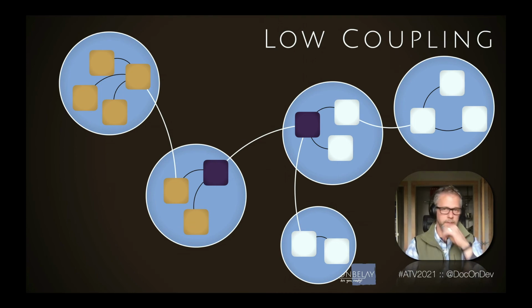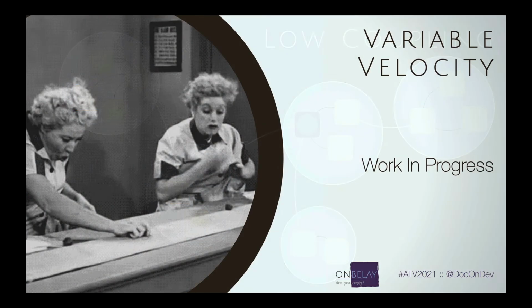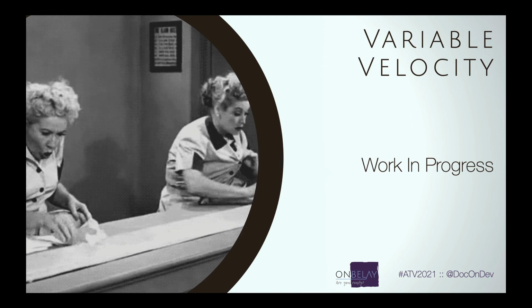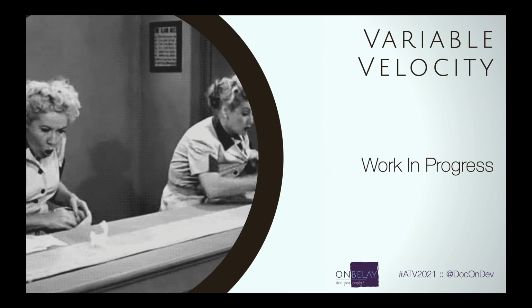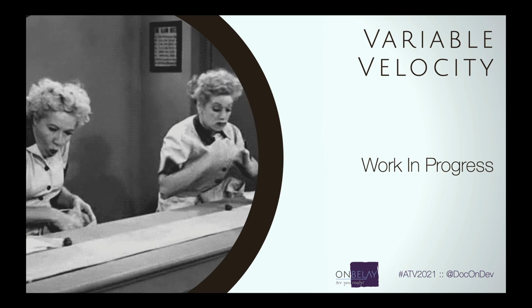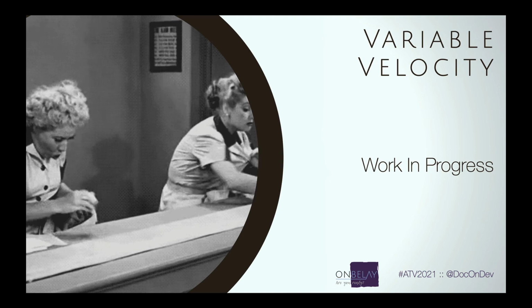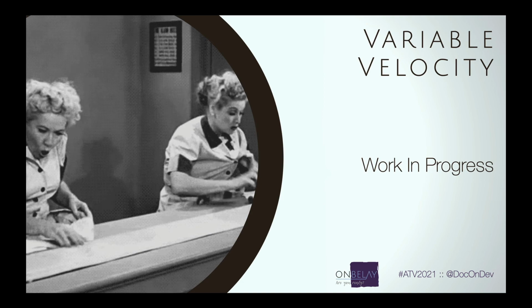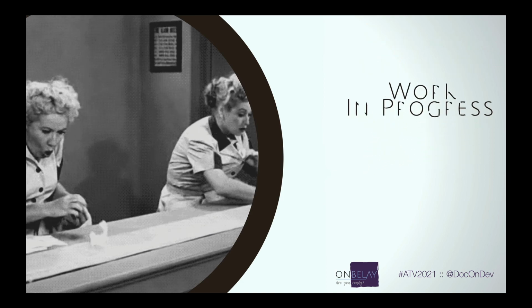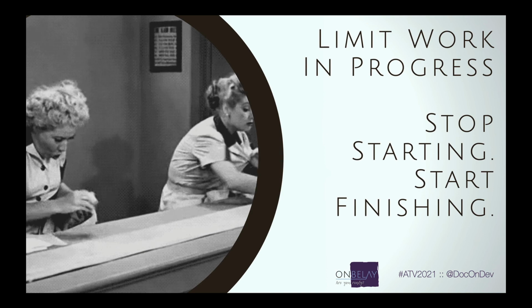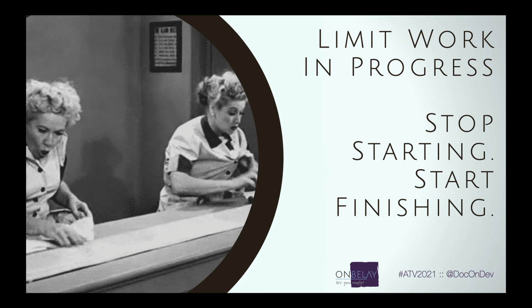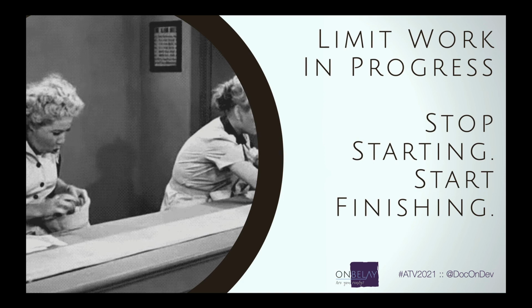All right, what else leads to variable velocity? This also came up: work in progress, right? The more items in flight at any one time, the longer each individual item takes to get to completion. This creates the illusion of progress through busyness, but it actually impedes progress in terms of actual value delivered sooner. What you need to do is stop starting things and start finishing things. Don't start more work. Focus on finishing the work that you've already started.